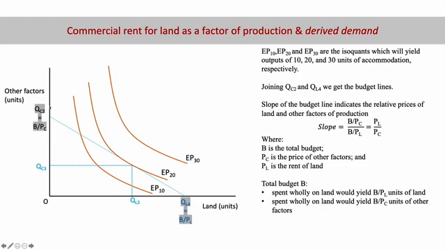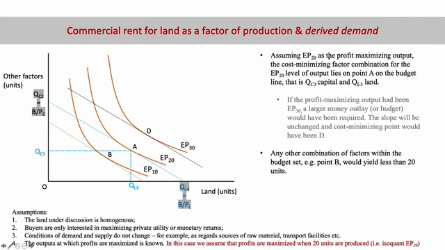By joining QC2 and QL4, we get the budget line. Slope of the budget line is determined by price of commodity L, which is land, and other factors. And the total budget when spent wholly on land will give quantity of QL4 equivalent to B divided by the price of land, and total budget when used for other factors, then it will generate quantity QC2.